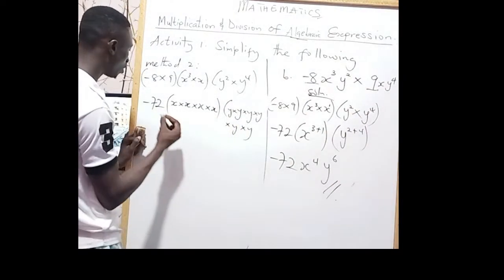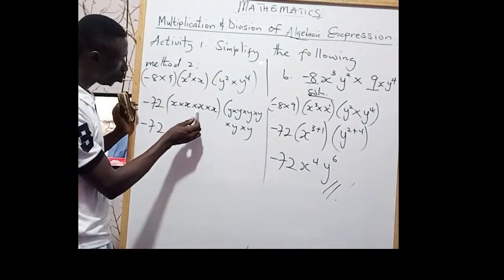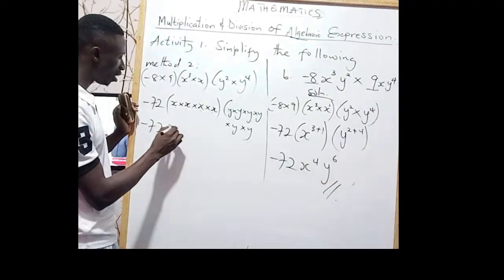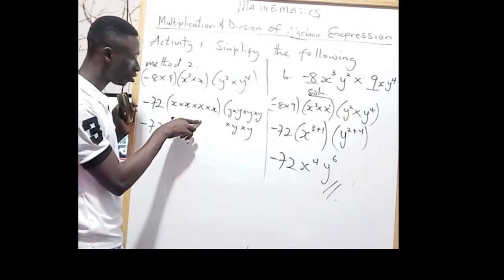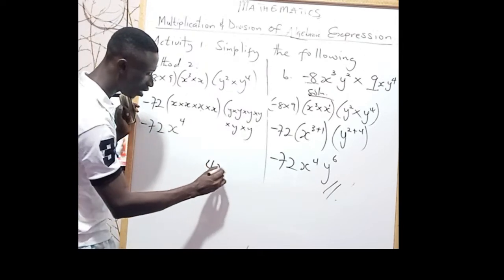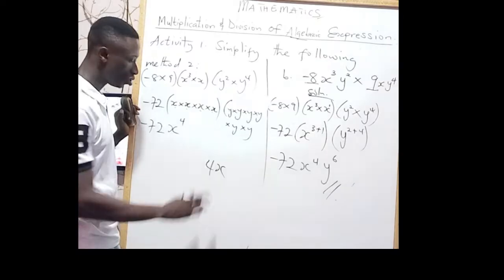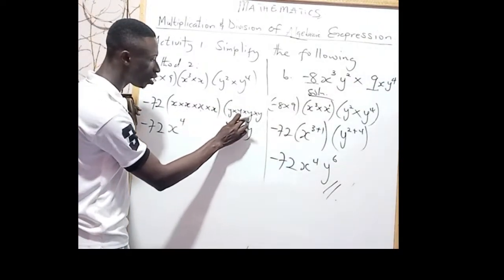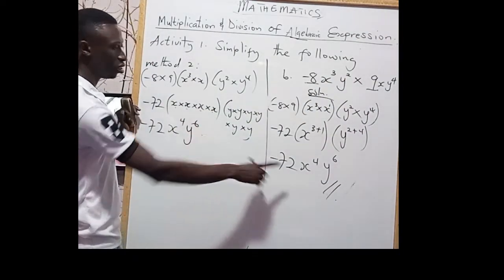So you see, let's count all of them. Negative 72. Now, 1, 2, 3, 4. You see the x, you have 4 of them. So it means x power 4. You see, repeated multiplication. You don't write it as 4x. No, it's not plus. It's not addition. Good. So here, to count them, 1, 2, 3, 4, 5, 6. So I have y to the power 6. You see that it's the same thing.